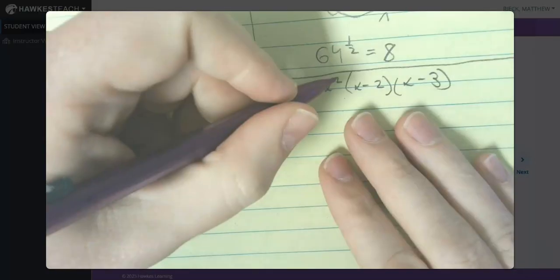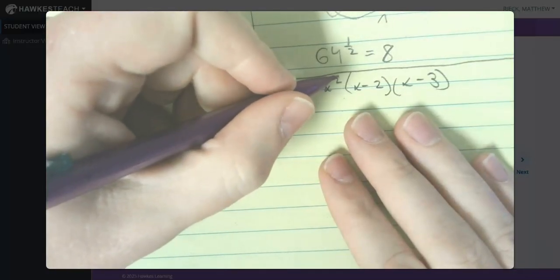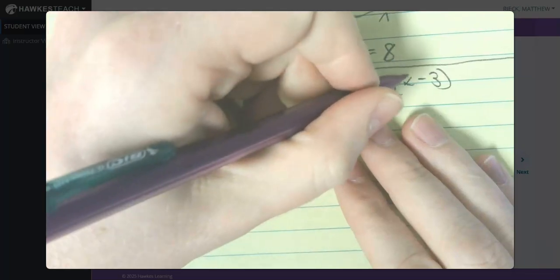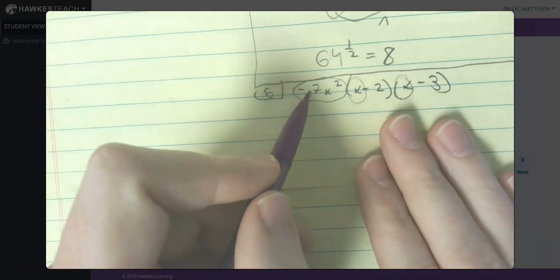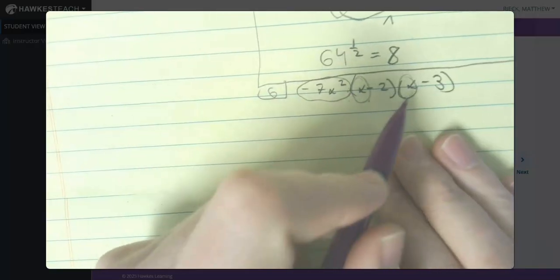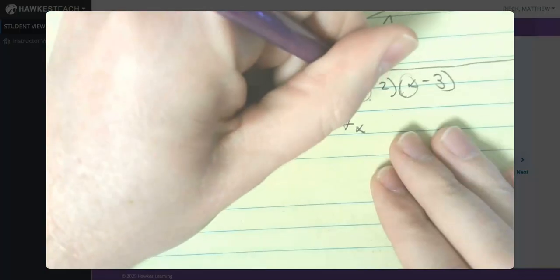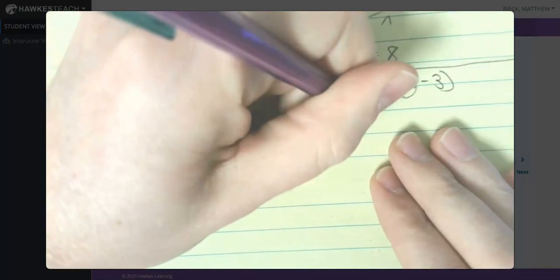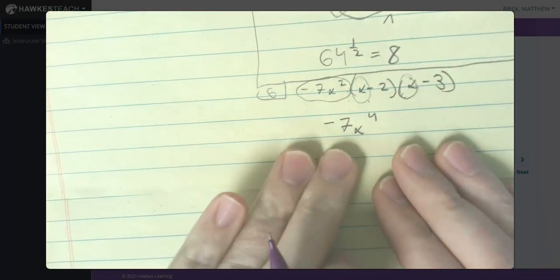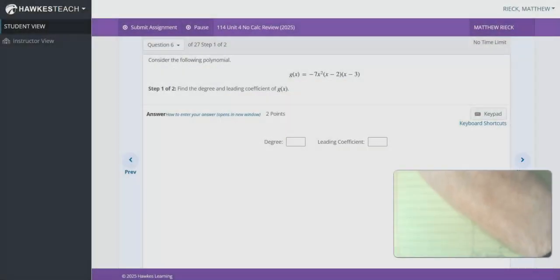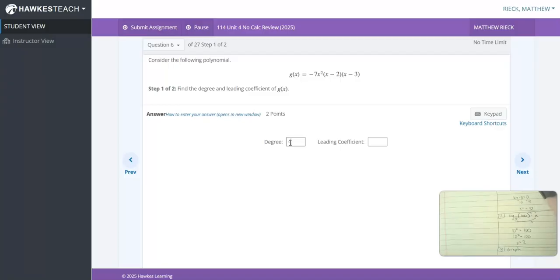So here to find the degree of your leading coefficient. All right. So you're just going to multiply the leading coefficients of each of your factors. So here I have negative 7x squared times x, so that's going to be negative 7x to the, so we have squared, times 1 would be x to the third, times another one would be x to the fourth. So my leading term for this expression is going to be negative 7x to the fourth. So the degree is going to be 4, and the leading coefficient is going to be negative 7.